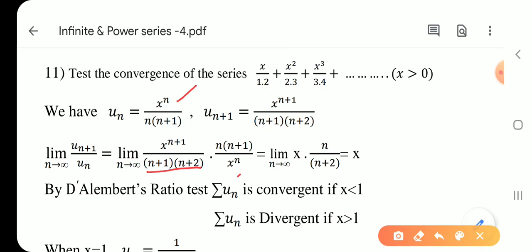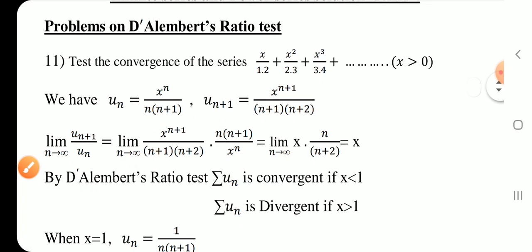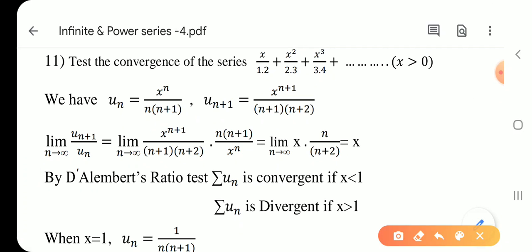So x to the power n will go to the denominator, and n into n plus 1 will come into the numerator. Now let us cancel the like terms. X to the power n plus 1 can be written as x to the power n into x. So x to the power n gets cancelled, only x remains here. N plus 1 cancels. So this x I have written here, and n here, n plus 2 in the denominator.